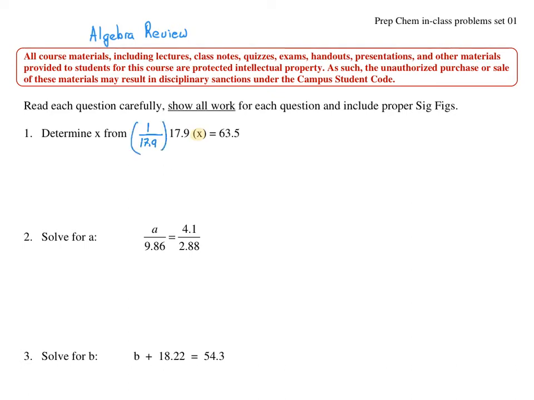it by 17.9. That means that 17.9 cancels out. In algebra, whatever we do to one side of the equation, we have to do to the other side of the equation. That ensures that the equation remains true. So we need to divide the right-hand side of the equation by 17.9. For clarity, I'm going to rewrite the equation. The equation now is that x is equal to 63.5 divided by 17.9.